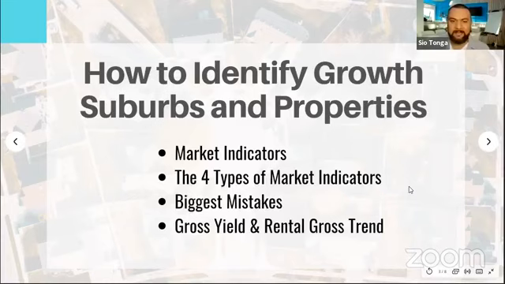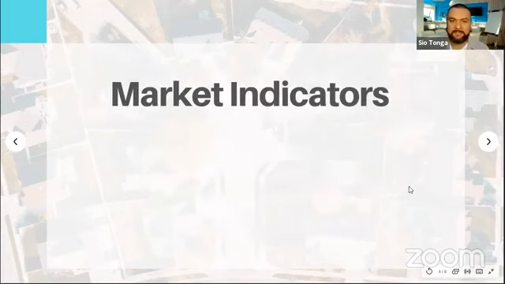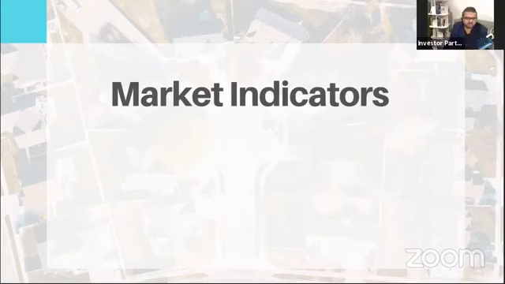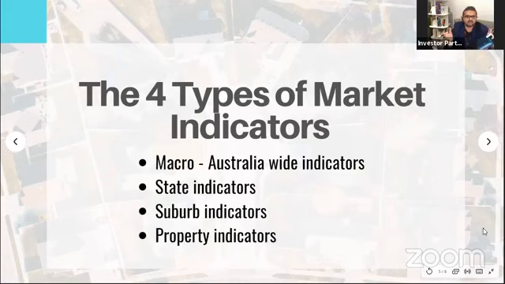Awesome. Just before we go into it, you mentioned there are a few different types of market indicators. Could you tell us a little more about that? Yeah, sure. I would divide the market indicators into 4 key categories. There are macro Australia-wide indicators, which are about what's happening in the country. Then there are statewide indicators. Then there are suburb indicators, or the suburb profiles, and then the property indicators in itself.